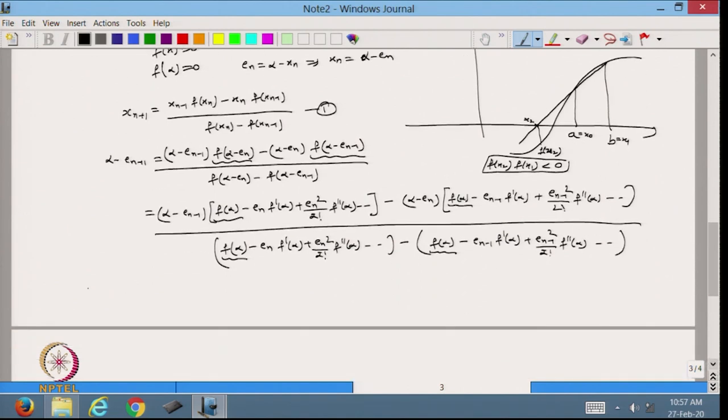So, based on this, I can write alpha - E_{n+1} equal to... this alpha will also cancel out, because that will be the minus alpha and this is the plus alpha, and this value will be 0. So, I can write all the terms corresponding to f'(alpha), and then the coefficient. The f' terms give E_{n-1} E_n and E_n E_{n-1}, and because of the negative sign, minus E_n will go there.